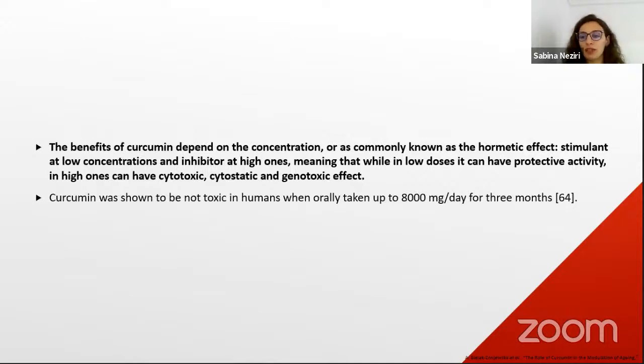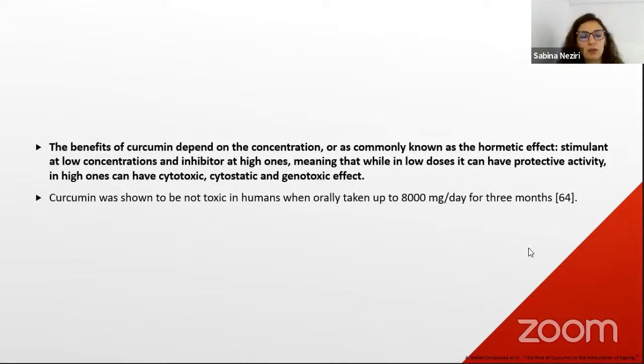Curcumin also has a hormetic effect, just like I mentioned for senescence, which has contradictory effects. According to its dose, curcumin has different effects. For example, at low concentrations it is a stimulant, but at high concentrations it can be an inhibitor.